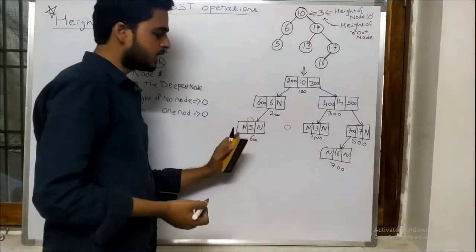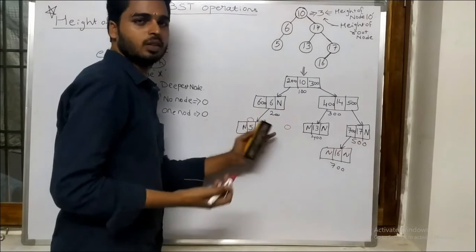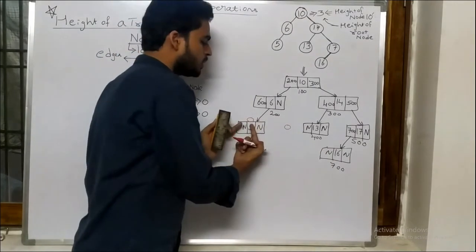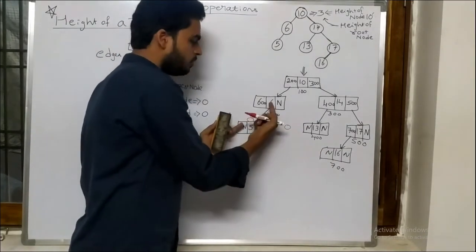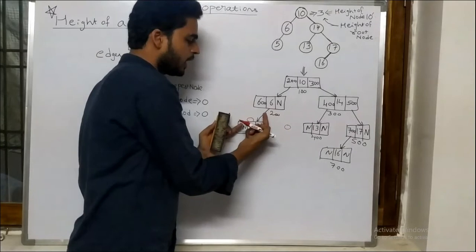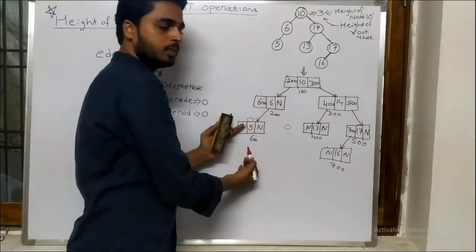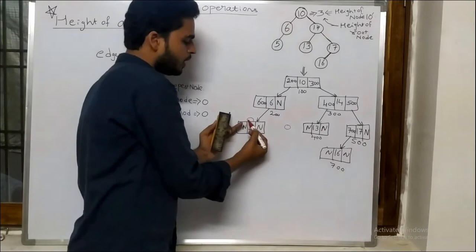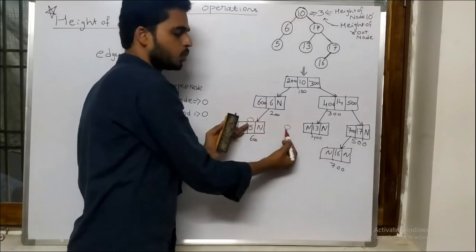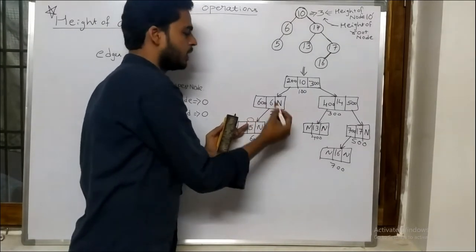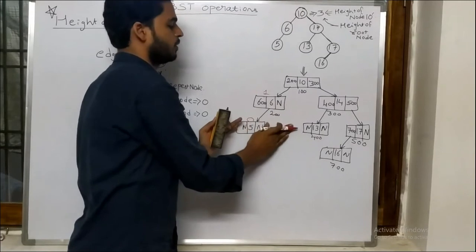Which is maximum among these? Both are the same, right? So the maximum of this one is 0. And for this one, how are we going to get height 1? By adding 1. What I am saying is 1 plus the maximum of these two, the height of the left subchild and the height of the right subchild. So that is the reason we are getting it here.